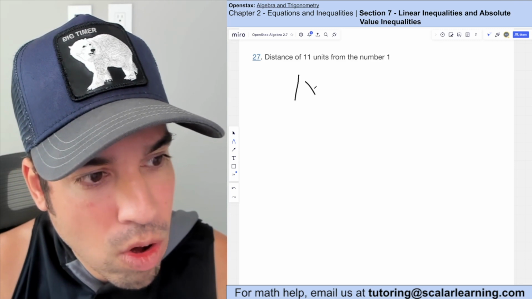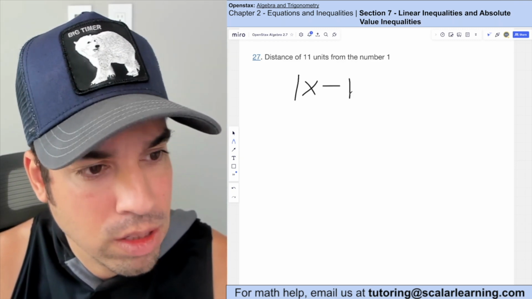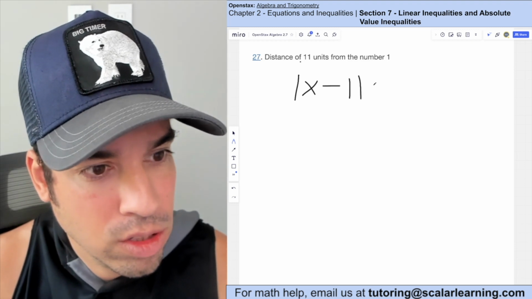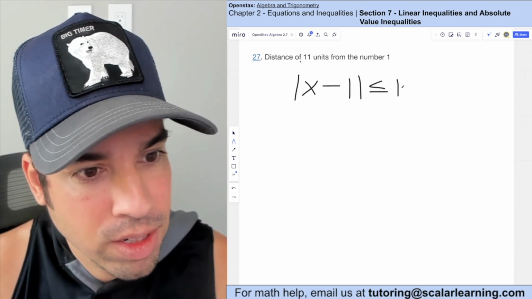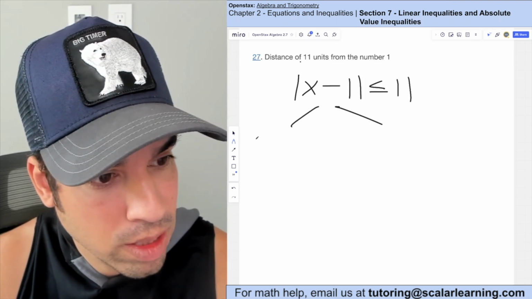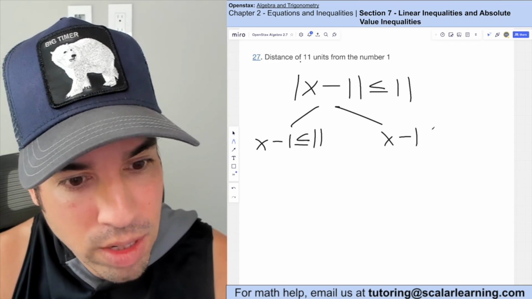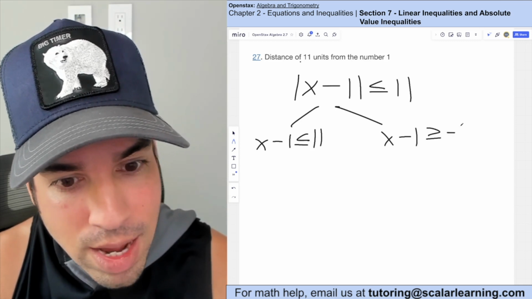Boom, done. So this one, we're trying to find all values that has a distance or difference of 1 that is within 11 units. And there's my inequality with absolute value. Now we can solve. So we're going to split it. X minus 1 is less than or equal to 11. X minus 1 is greater than or equal to negative 11.